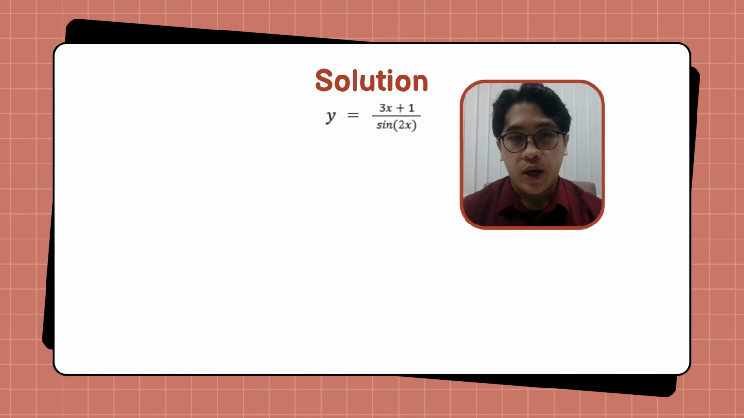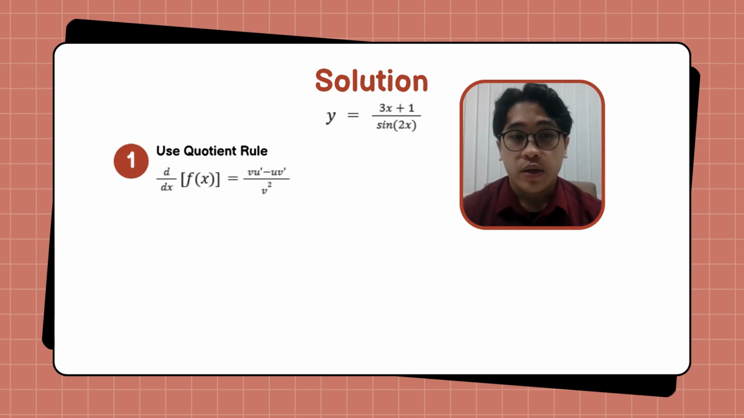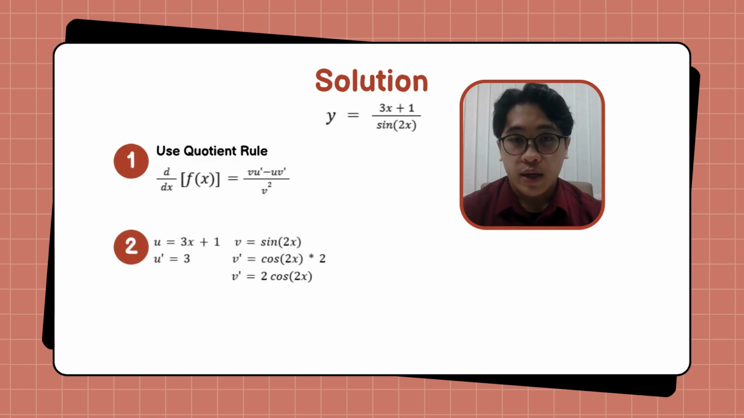For the next question, finding dy/dx for y = (3x + 1)/sin(2x), firstly, when we see a quotient in the question, we can use the quotient rule for the first step to solve it. Here is the formula for the quotient rule. We then take 3x + 1 as our u. Differentiate it, then we get 3 for our u'.